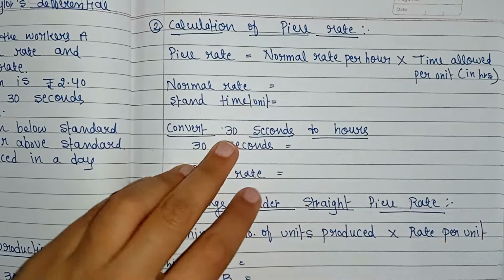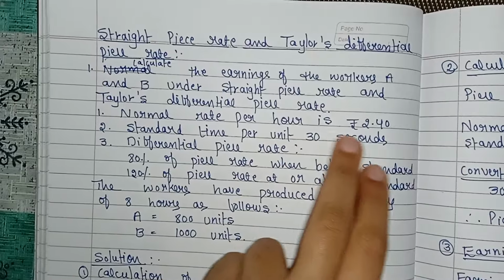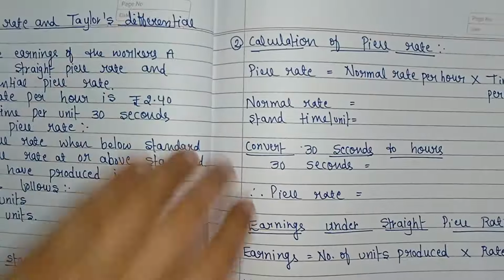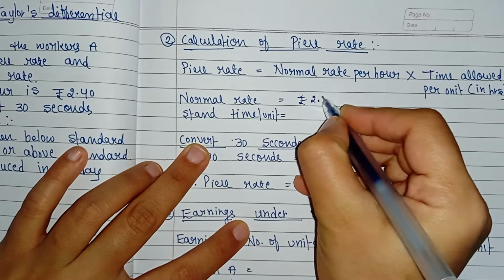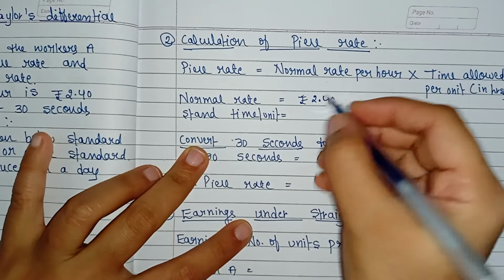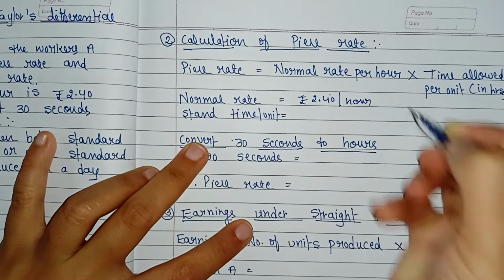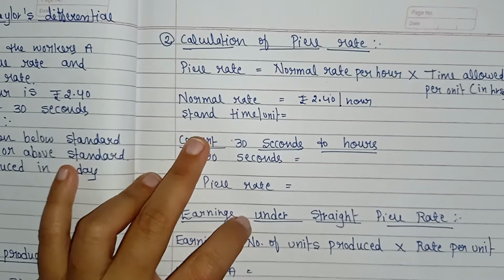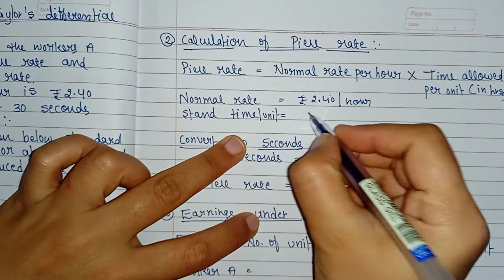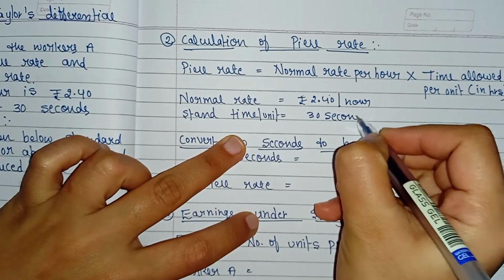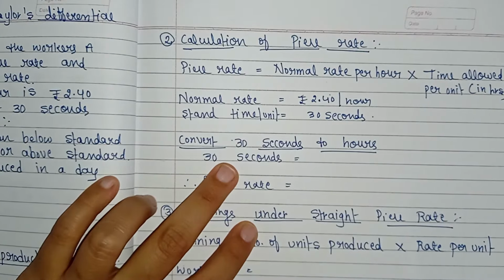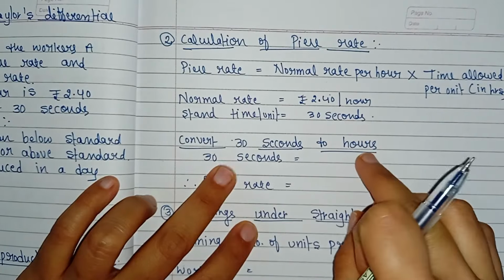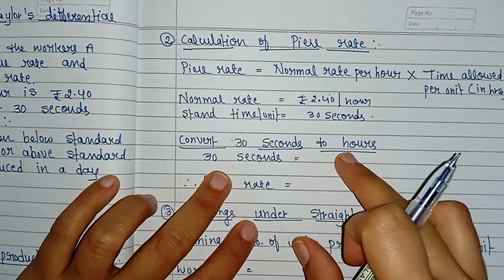Clear? So here, how much is the normal rate? Here the normal rate per hour is rupees 2.40. So write down: normal rate equals rupees 2.40 per hour. The standard time to produce 1 unit is 30 seconds. Now the normal rate is in hours, but the standard time is in seconds, so we have to convert this 30 seconds to hours.